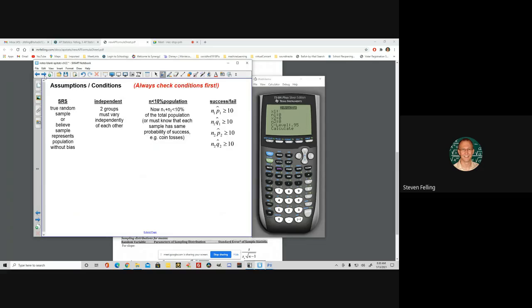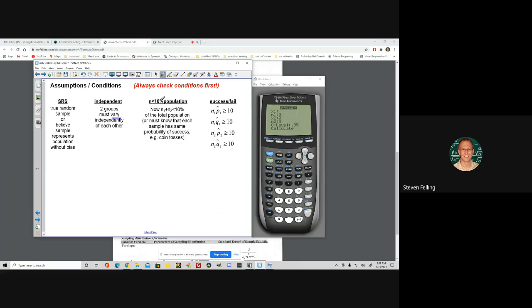All right, there are assumptions and conditions that you always have to check, of course. We have to have a simple random sample, a true simple random sample, or believe the samples represent the population without bias. You have to be able to assume that the two groups can vary independently of each other. So there has to be no connection between them, right? That's a new one. Now that we have two samples, we have to be able to say that they're varying independently. Before, we said that there's an independence criterion, and that is that the elements within the sample have to not be affecting each other. But now, for this case, we're stating that the two groups must be able to vary independently from each other.